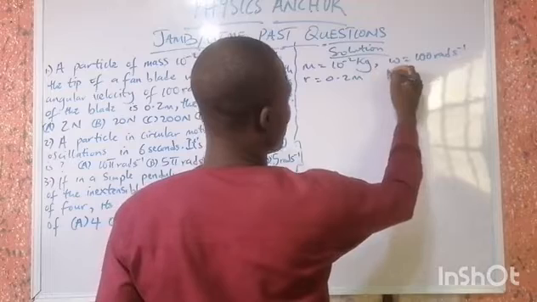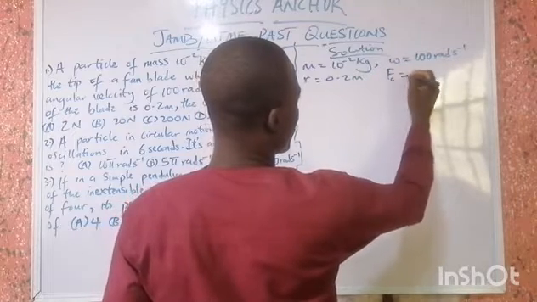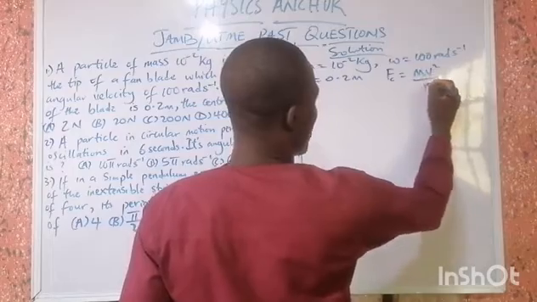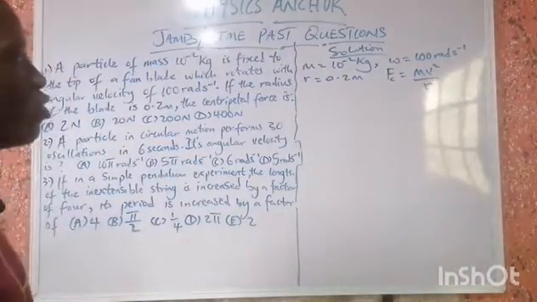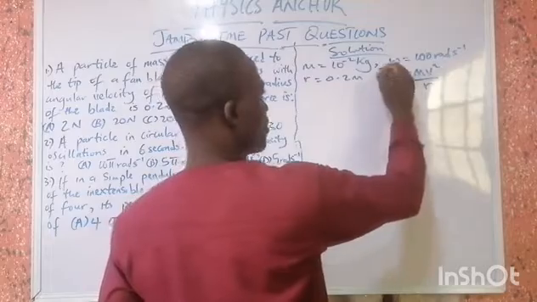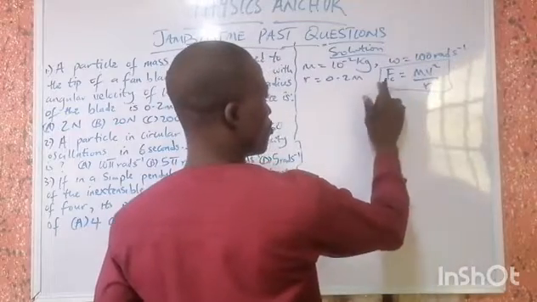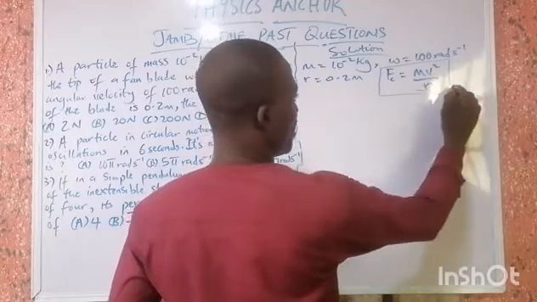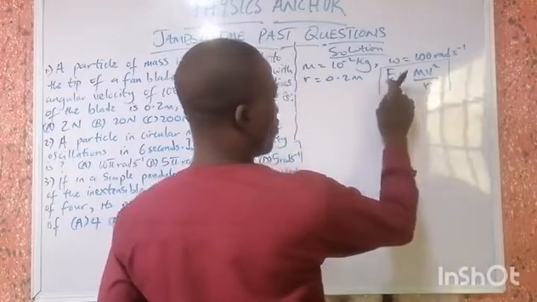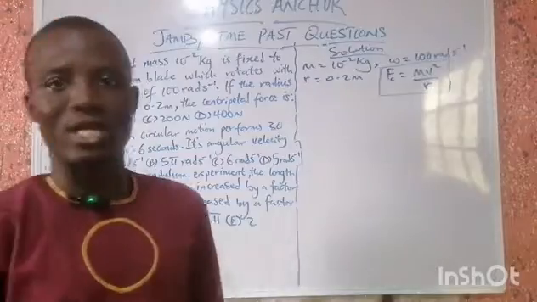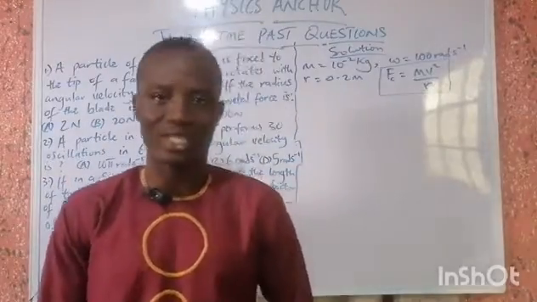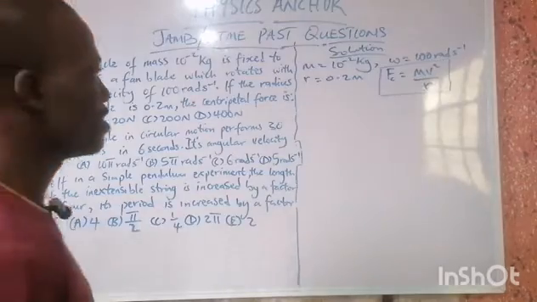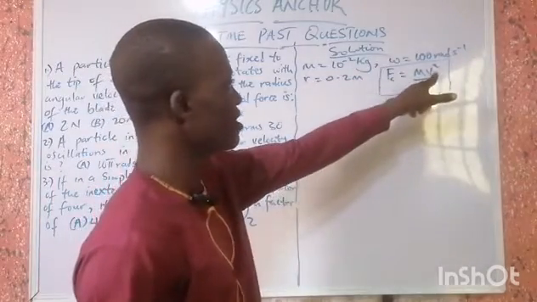The centripetal force is calculated with the formula mv square over r. This is the formula for centripetal force, I hope you remember that. I'm writing force, subscript C, so that you will see that I'm calculating centripetal force. So do I have everything ready? The only thing I do not have is v.